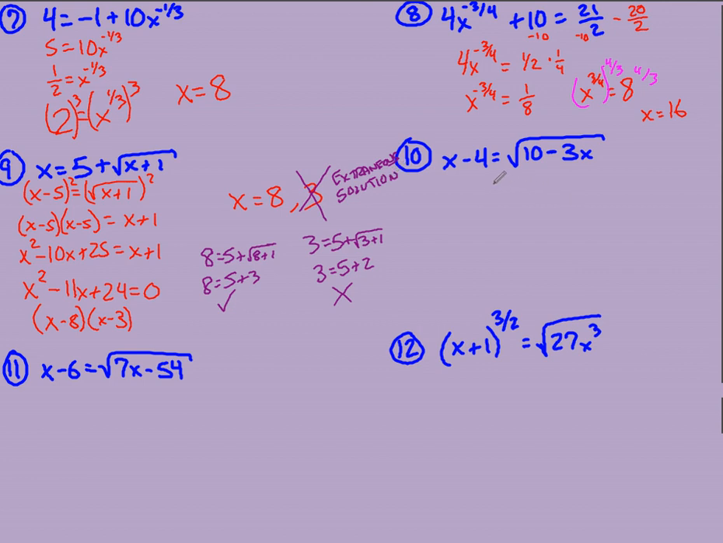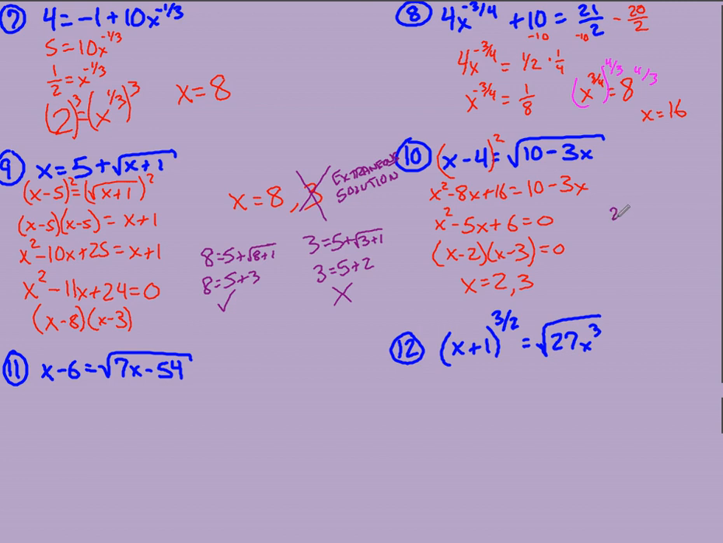For the next one, we already have the radical by itself, so square both sides. X minus 4 squared is going to be x squared minus 8x plus 16, and that will equal 10 minus 3x over here. When I subtract the 10 and add the 3x to bring it over, I'll get x squared minus 5x plus 6 equals 0. That'll factor to x minus 2 and x minus 3 equals 0, so I get x equals positive 2 and positive 3. Again, we need to check our answers here.